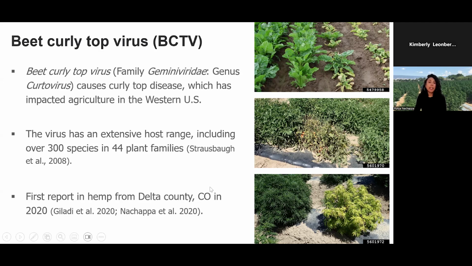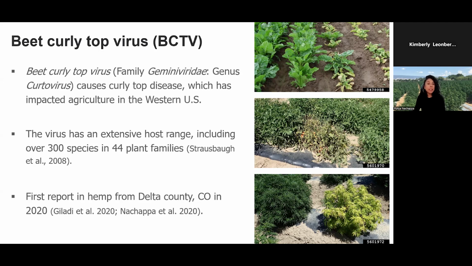The virus has an extensive host range, including over 300 species in 44 plant families. Some important crops that it affects besides sugar beets are solanaceous crops like tomatoes. You can see the infected plant there. Another host species I should mention are weeds, which is going to be very important for the epidemiology, which I'll talk about in the coming slides.